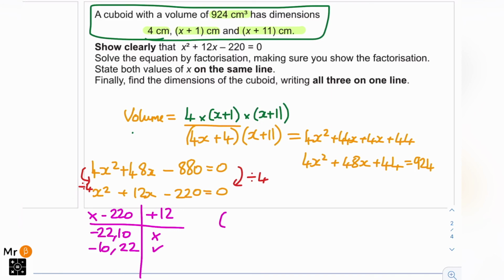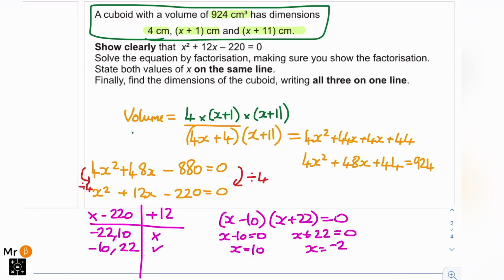We have therefore found our roots, so we can write in our brackets x minus 10 and x plus 22 is 0. We can then solve this by making each bracket equal to 0. That will give us our first solution of 10 and our second solution of negative 22. Now you've got to look at the context of the question. If we subbed in x is negative 22 into our volume, so x plus 1, we would get a negative length. We'd get negative 21. You cannot draw a cuboid with a length of negative 21.